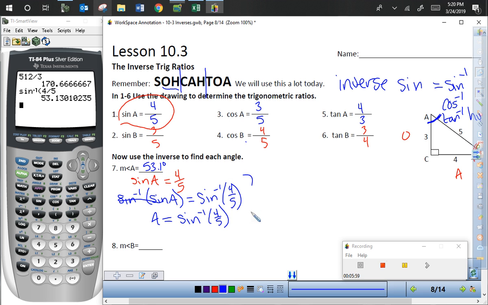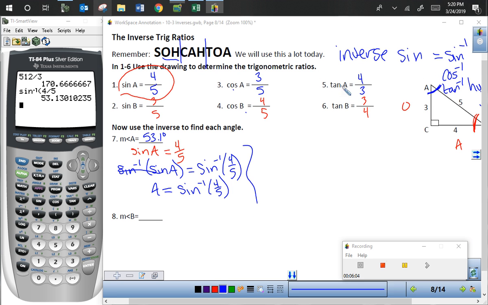Now, just to show you, since we had 3 separate equations that had A in there, we could actually use either of those other ones as well to solve for the same A. Okay, just like with the regular sine, to get rid of the regular cosine, we use the inverse cosine on both sides.